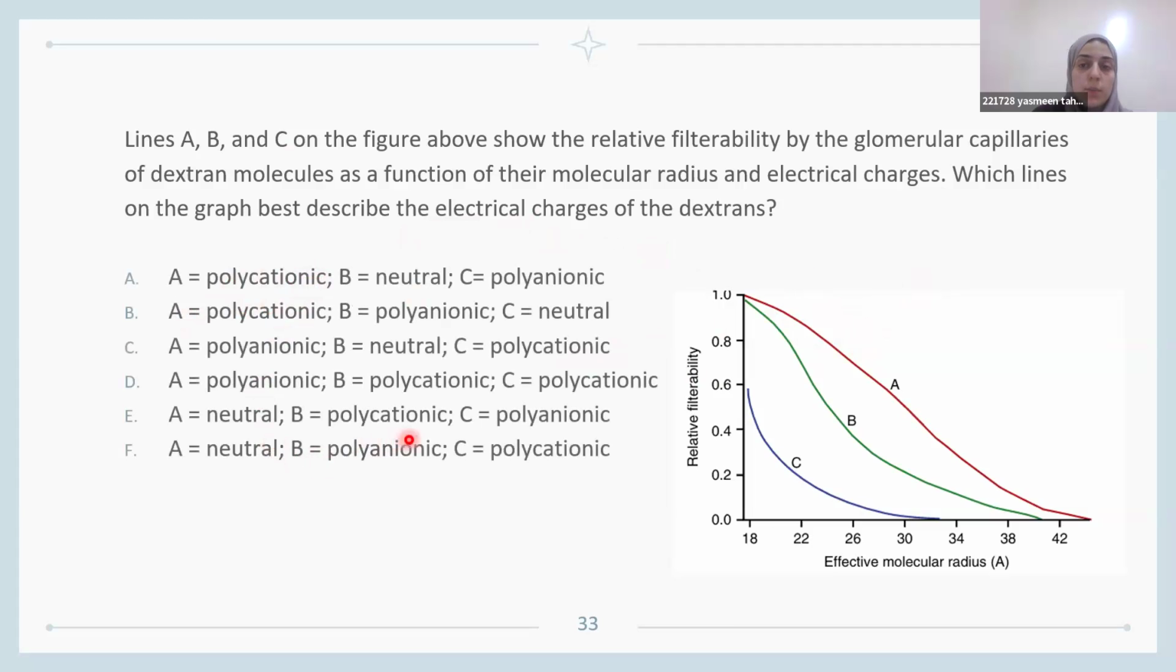So different options. Again, we mentioned that the filtration barrier is negative. And for a negative filtration barrier, it's easier to filter what? A positive molecule. And it's less easy, but let's say medium difficulty, for a neutral one, and it's most difficult for a negative one. So the answer in this case would be A: polycationic, positive, neutral, and polyanionic here.